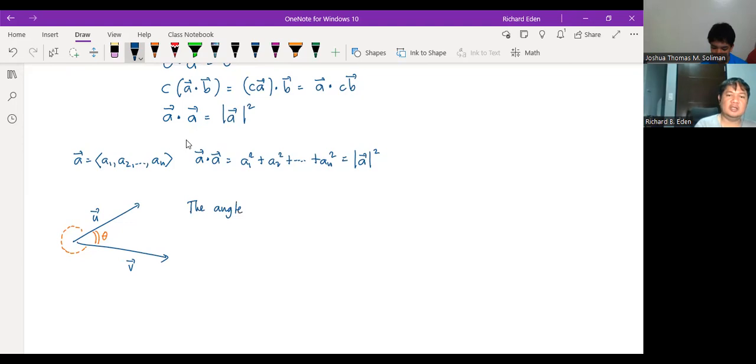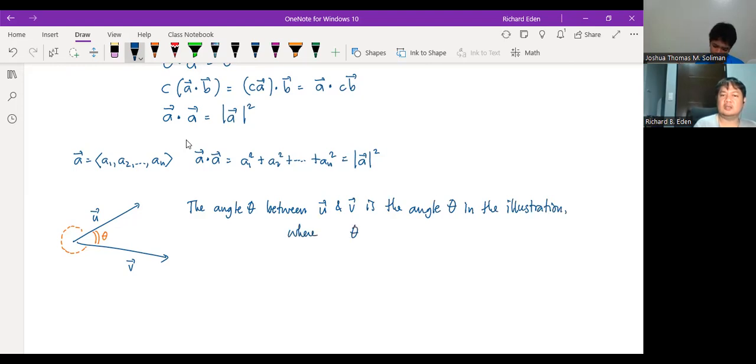The angle theta between vectors u and v is the angle theta in the illustration, where theta is greater than or equal to 0 degrees and less than or equal to 180 degrees.